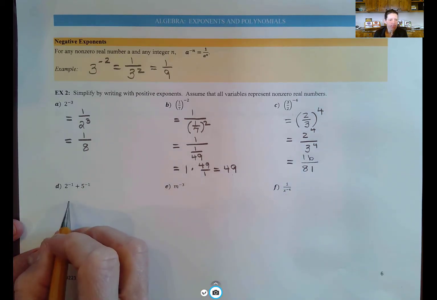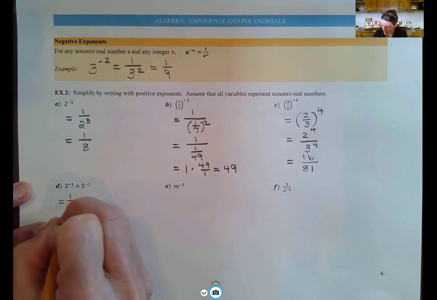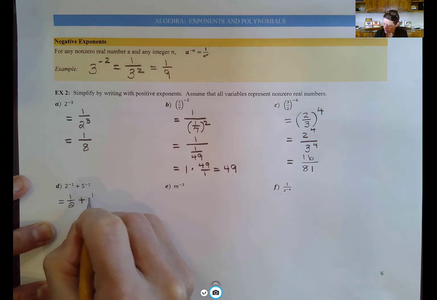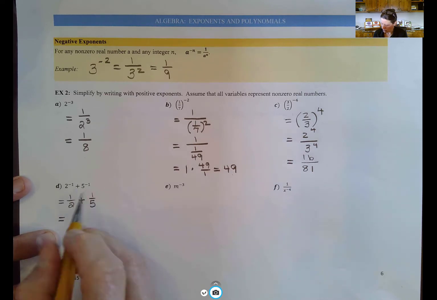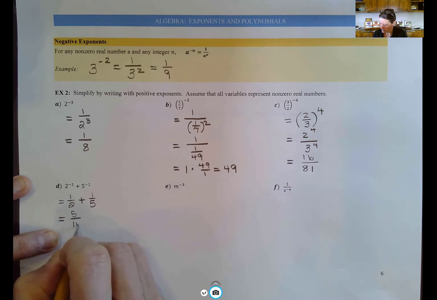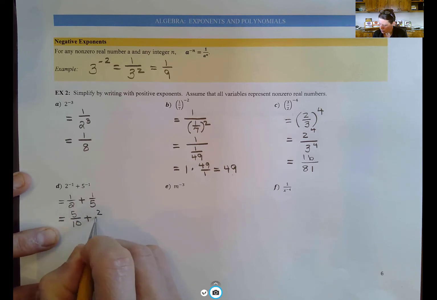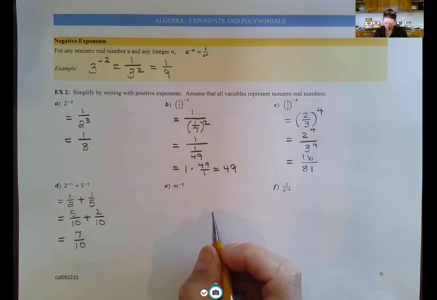In part D, we've got 2 to the negative 1, which is 1/2, plus 5 to the negative 1, or 1/5. And here we want to add these fractions, and I'm going to get a common denominator of 10. 1/2 times 5 over 5 is 5/10. And 1/5 times 2 over 2 is 2/10. And now we can add those numerators and call this 7/10.